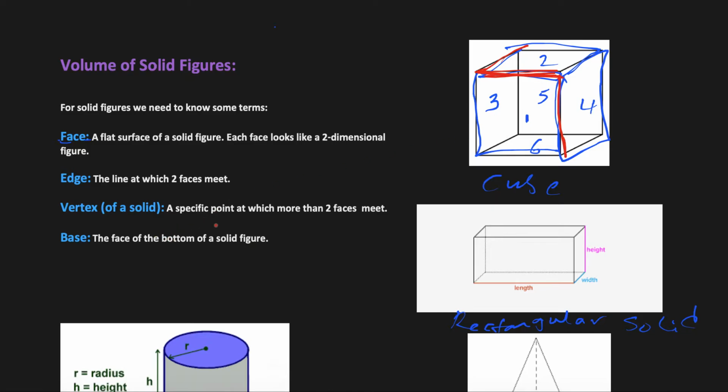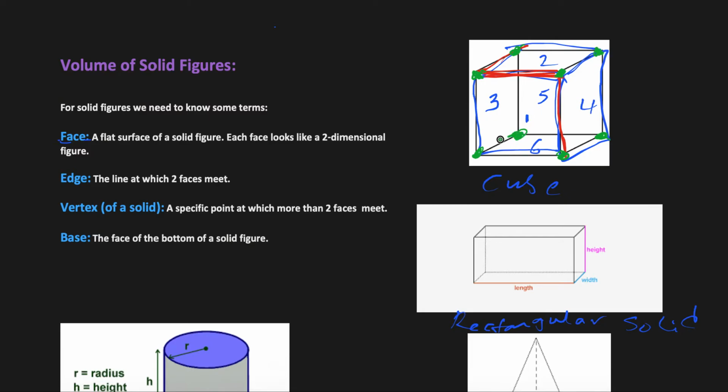Vertex is nothing but specific points where more than two faces meet. Let me change the color and look at that. So vertex is nothing but these points, all these points where more than two faces meet. For example, at this point face 3, face 5, and face 6 meet. At this point face 4, face 6, and then face 5 meet. So vertices are nothing but all these points.